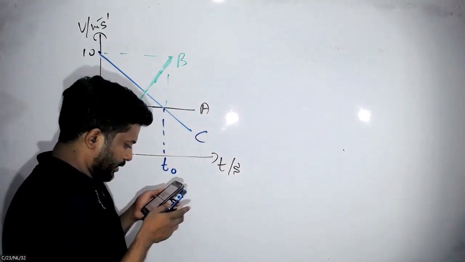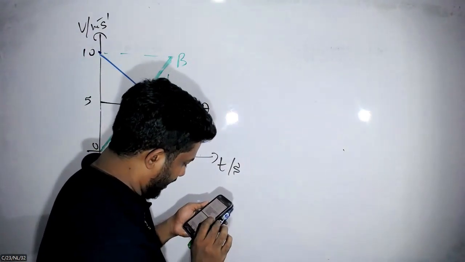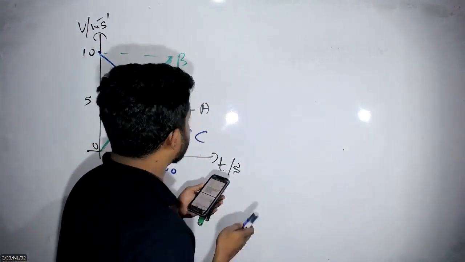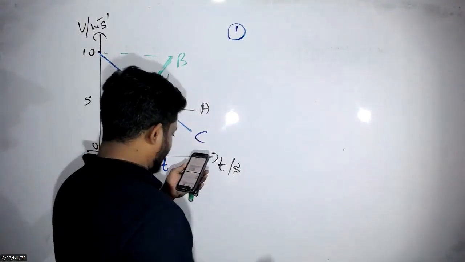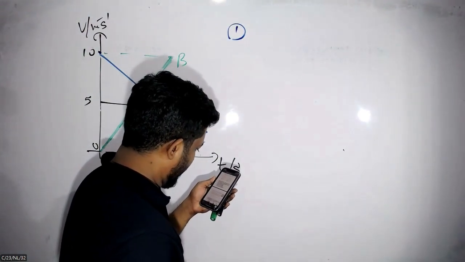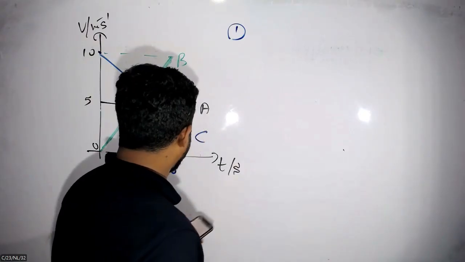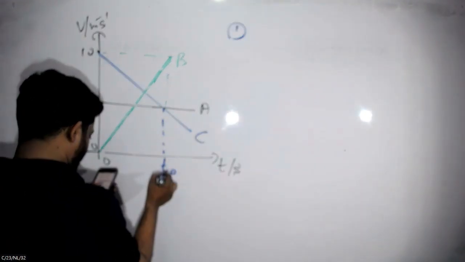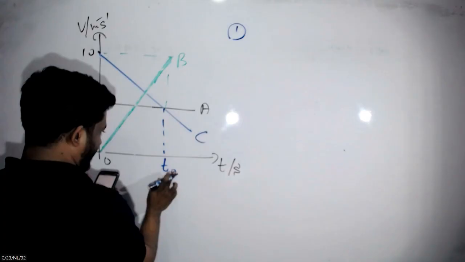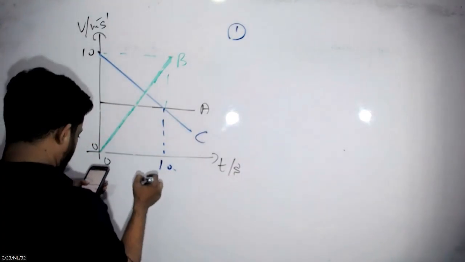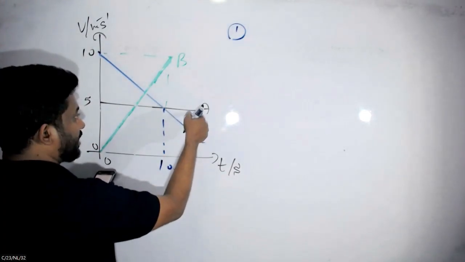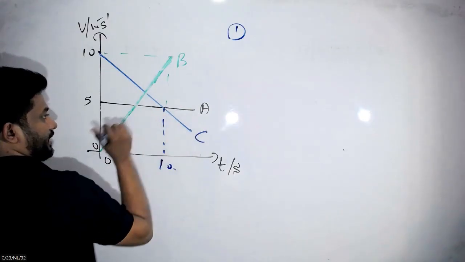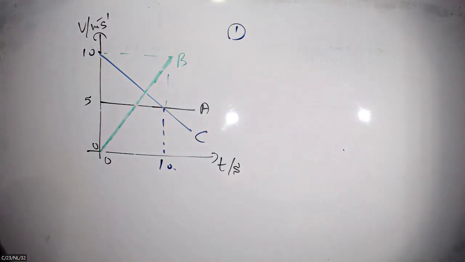You can go through each answer. You can read the first choice. According to the first choice, particles A and B meet again at t equal 10 seconds. At t equal 10 seconds, A and B meet. Right. Let me explain the motion of A and B.